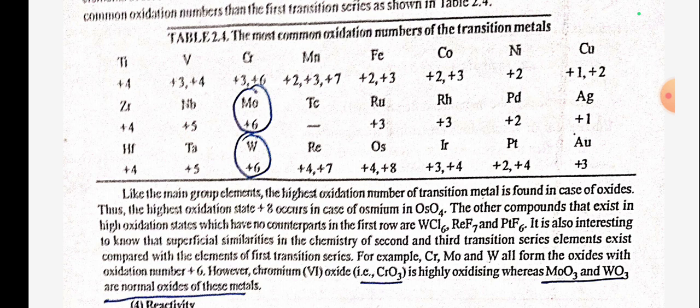Like many main group elements, the highest oxidation number of transition metals is found in the case of oxides. Thus, the highest oxidation state +8 occurs in osmium OsO4. The other compounds that exist in high oxidation states, which have no counterparts in the first row, are WCl6, ReF7, and PtF6. It is also interesting to know that superficial similarities in the chemistry of second and third transition series elements exist compared with elements of the first transition series.